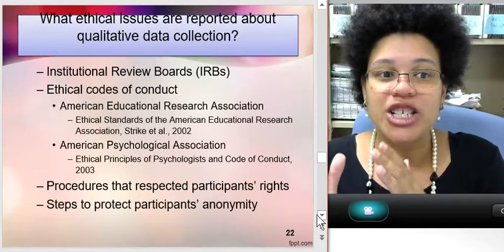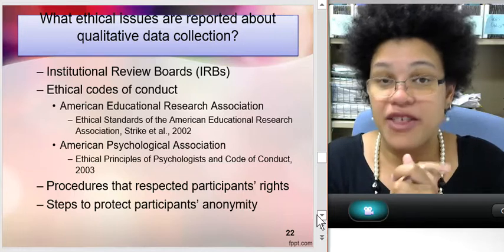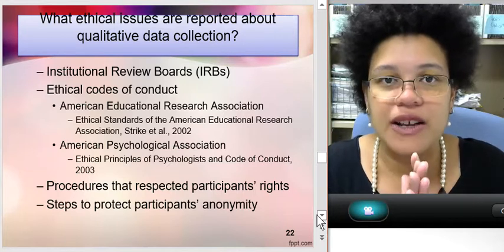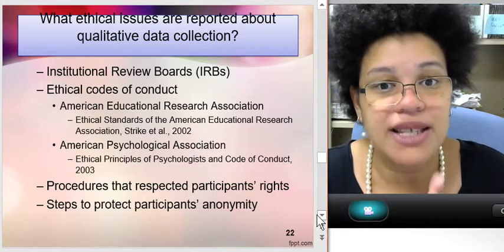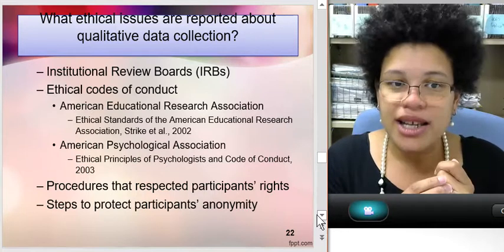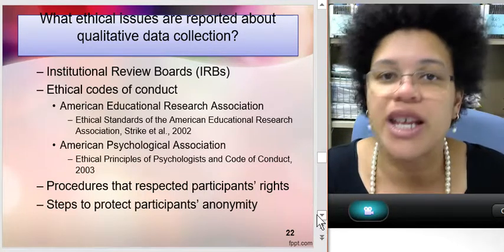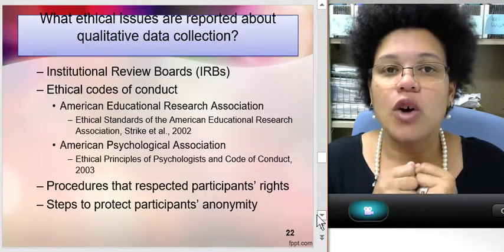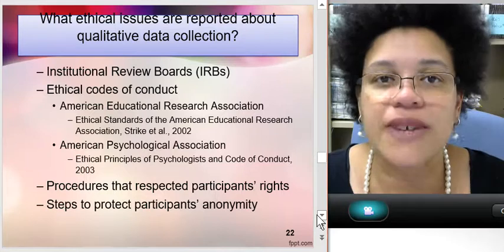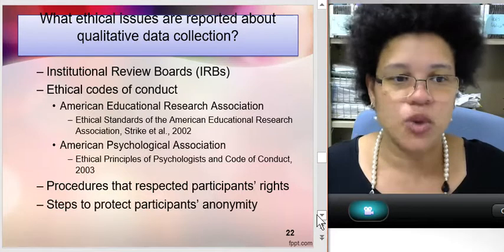In slide 22, let's talk about ethical issues. Now, in a lot of ways, the ethical issues with qualitative research are the same as the ethical issues with quantitative research. You're still going to be working with an institutional review board. You are still going to be following the ethical codes of conduct for your professional organization.